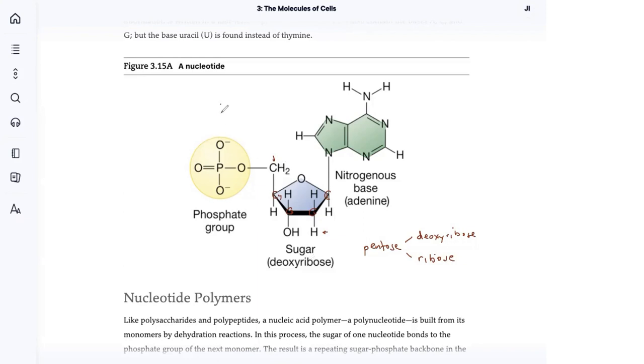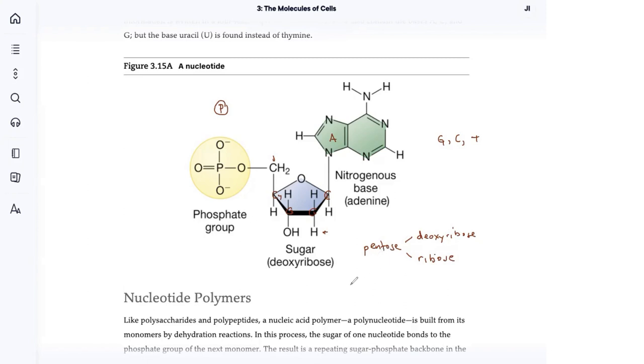Phosphate is another part. Sometimes we draw it as a P with a circle around it. That's how we did it before. And the nitrogenous base, they're coming off the number 1 carbon. The one that is shown here is the adenine, so this would be A. Alternatively, you could have G, C, or T in the case of DNA nucleotides. Right? So the bases are a little bit different for ribose. The sugar is a little bit different for ribose, but right now we're only going to be focusing on DNA.